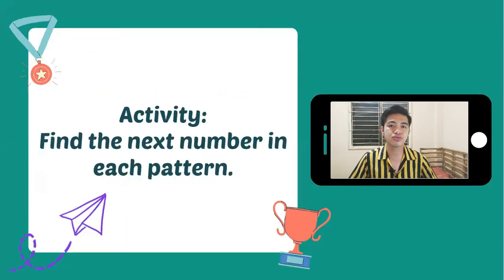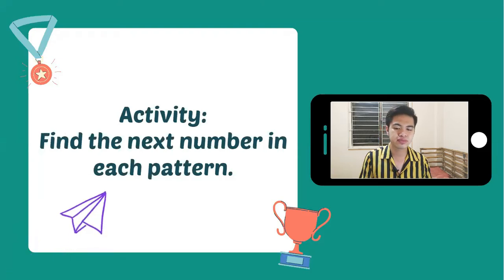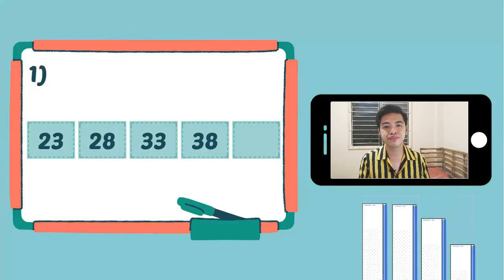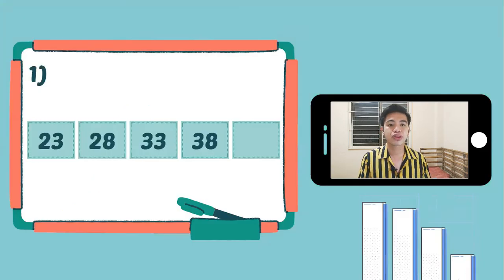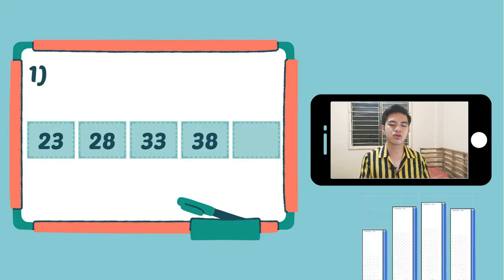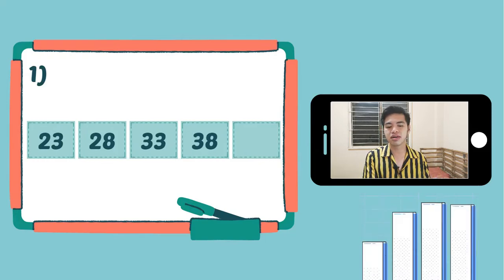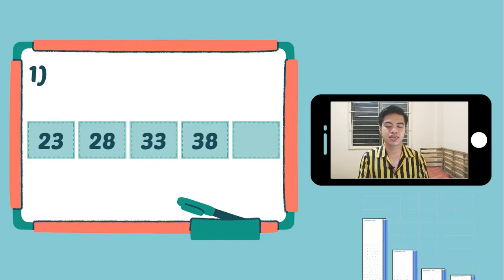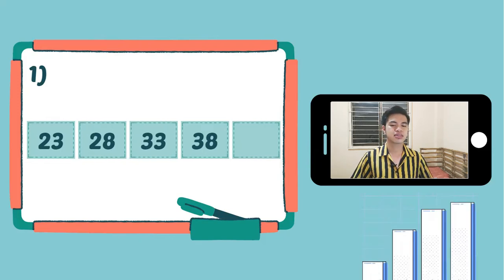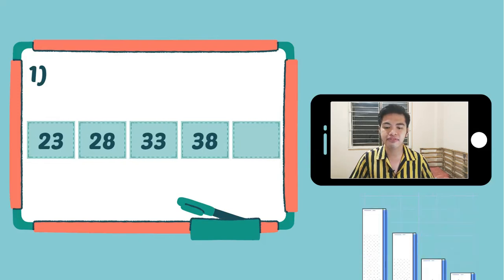So here we're going to do an activity. We're going to find the next number in each pattern. So this is the first pattern. It is 23, 28, 33, and 38. So we will find out what will be the next number to this series, okay? So what is it? We're just going to add 5, okay?